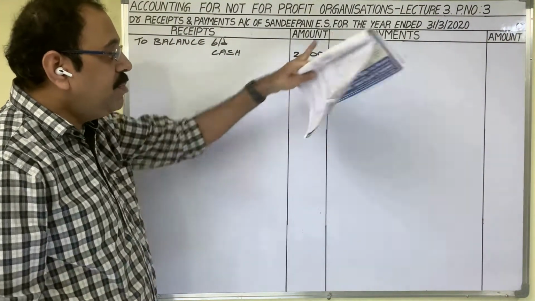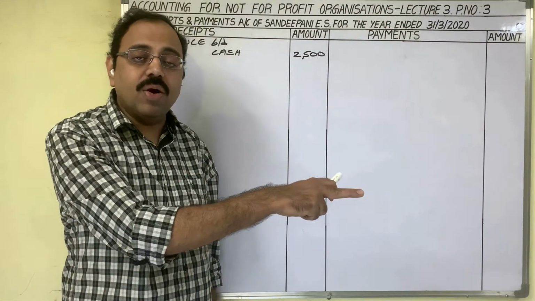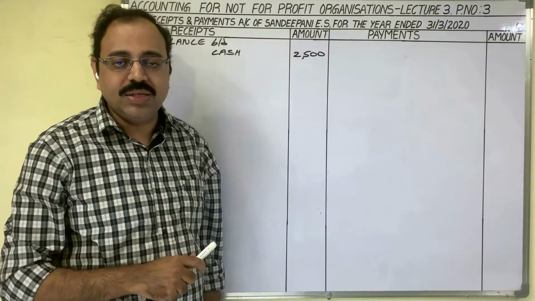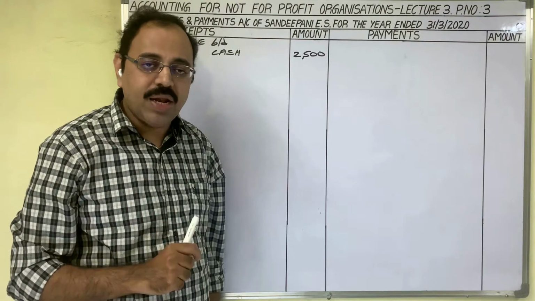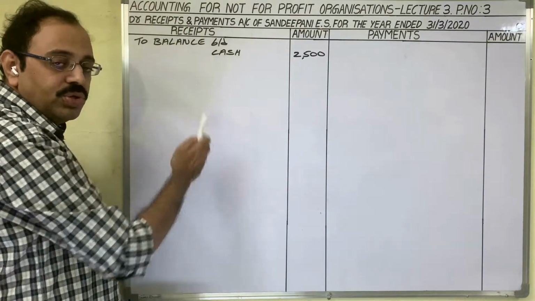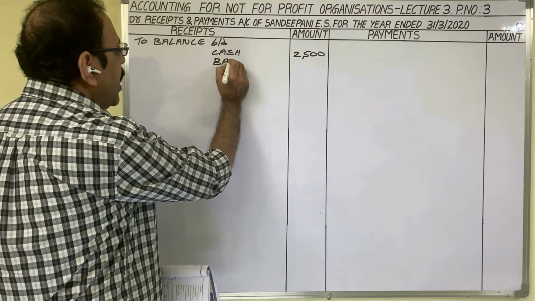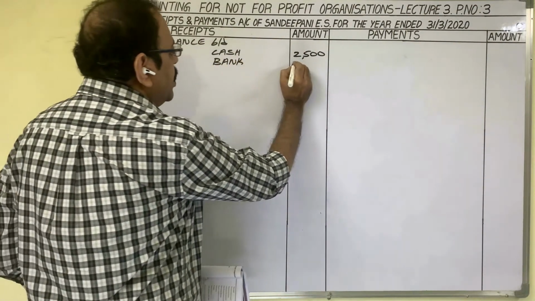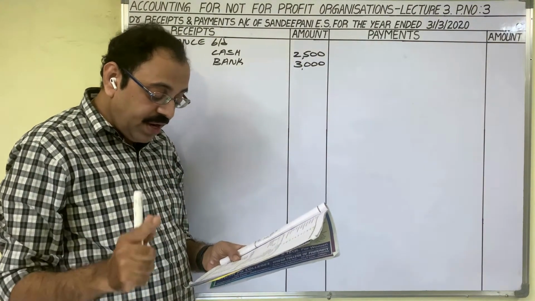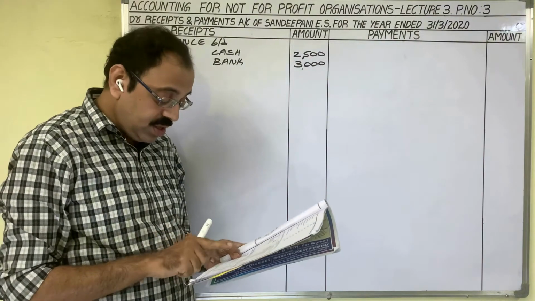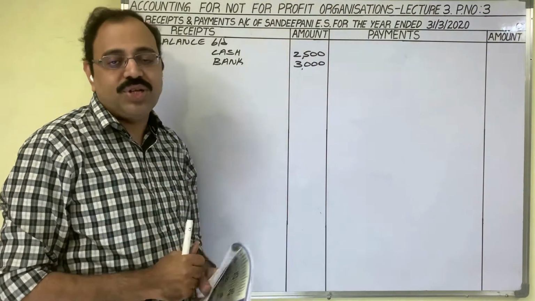Next, bank balance 3000 rupees. It means on the same day, 1st April 2019, in our bank account we have a balance of 3000 rupees. The bank balance is also an asset, and an asset shows a debit balance. Therefore, we should show it on the debit side only. Balance brought down, bank balance 3000 rupees.